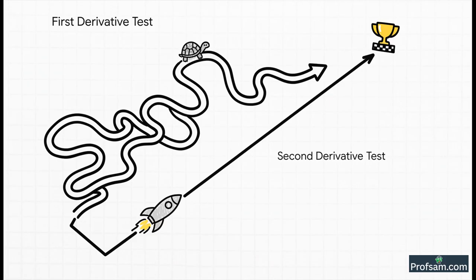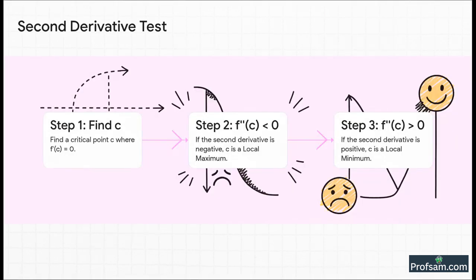Now, the first derivative test works every single time. But let's be honest, sometimes it's a bit of a long route. Luckily, there's a shortcut, a much faster way to get the answer, and that's the second derivative test. In this test, we first find our critical point using f prime of c equals 0. Then, we find the second derivative, f double prime of x, and plug in our point c.